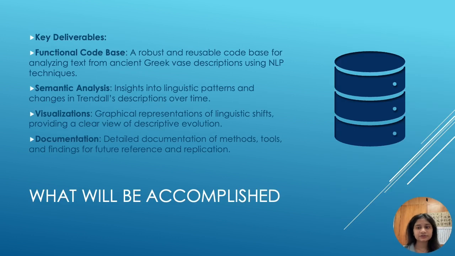So by the end of this project, we will deliver a functional reusable code base for processing and analyzing vast descriptions using NLP techniques, enabling insights into linguistic shifts over time. We will also produce visualizations illustrating these changes and a comprehensive research report on the NLP tools, clustering methods, and correlation with vase reclassification. All these findings and documentation will support future research in the field.